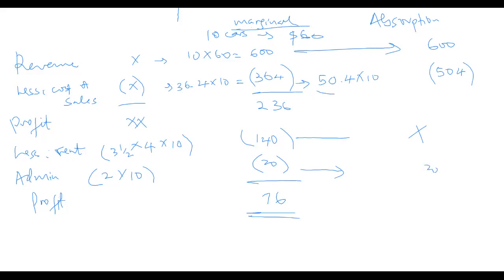Therefore, we deduct 20 here, and we get 76. For this case, the profit remains the same. However, the way it is being prepared is different. We don't have the production overhead appearing anywhere. They have been absorbed and become part and parcel of the cost of the product. We only have the non-production overhead here, which is 20.